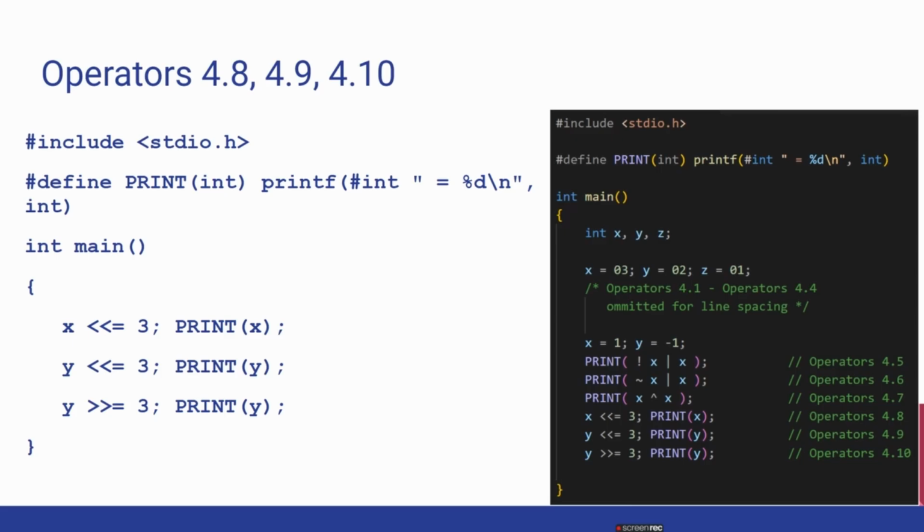But nonetheless, here again we have the snippet of code along with the three puzzles that we are trying to solve. We got x left shifted by 3 to the left, and then we go ahead and call the print macro. We got y left shifted by 3. Then again we'll call the print macro, and last but not least we have y right shifted by 3, and then we'll call on the print macro.